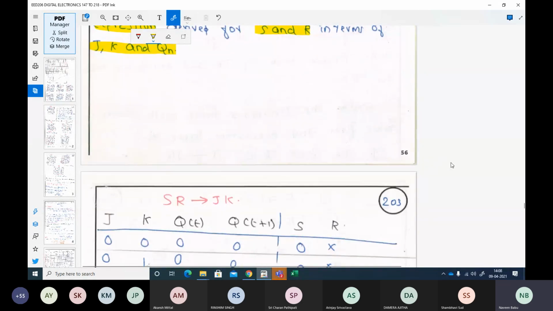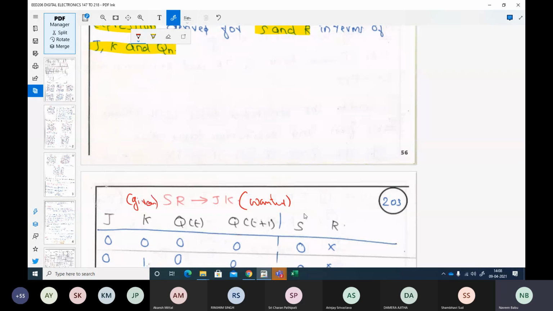Now, this is how your truth table is going to look like. Am I right? So you want to convert from an SR flip-flop to a JK flip-flop. What is the wanted flip-flop? The wanted flip-flop is a JK flip-flop. What is the given flip-flop? The given flip-flop is an SR flip-flop.